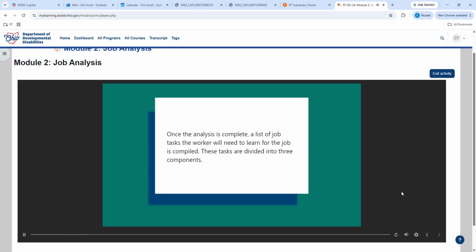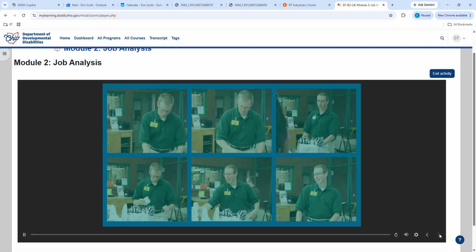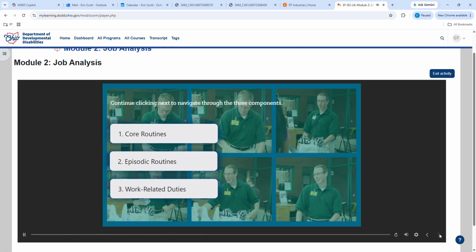Once the analysis is complete, a list of job tasks the worker will need to learn for the job is compiled. These tasks are divided into 3 components. Continue clicking Next to navigate through the 3 components.